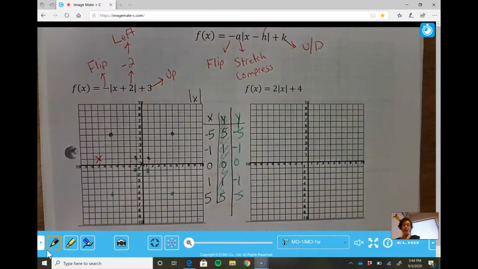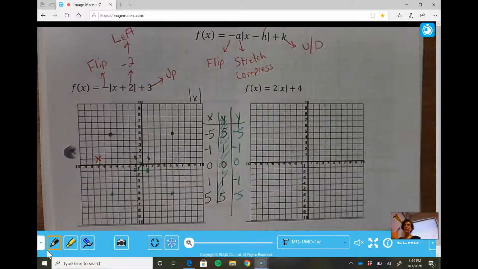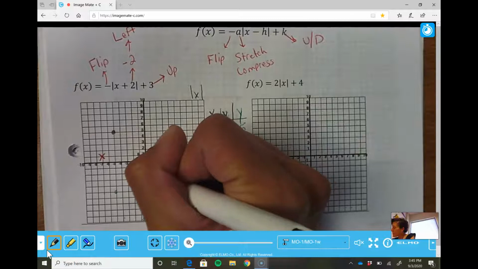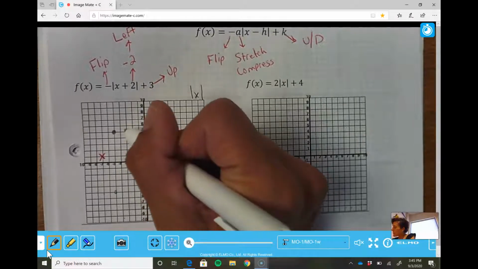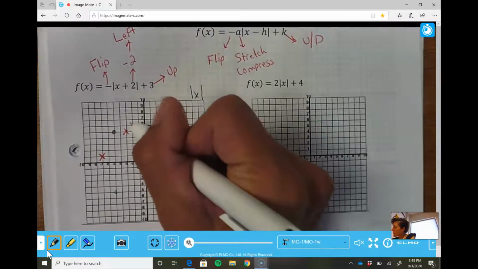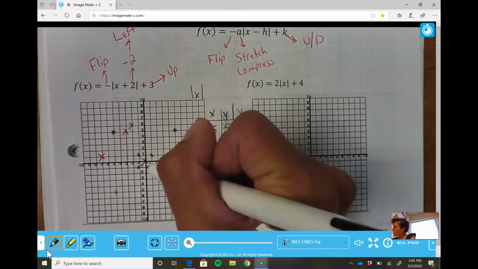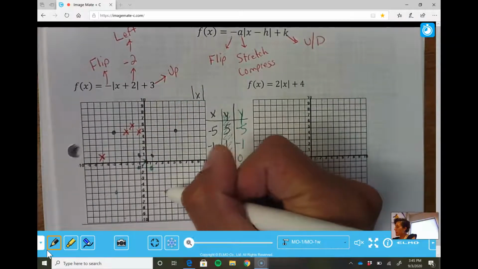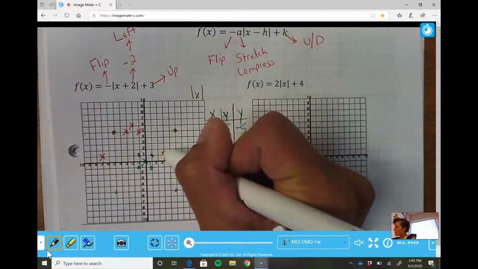If you're using different colors, use different marks. So dots, X's, I don't know, hearts. So this is going to go left 2 and up 6. 1, 2, 3, 4, 5, 6. And this one's going to go left 2 and up 6. And this one will go left 2 and up 6. And this point goes left 2 and up 6.